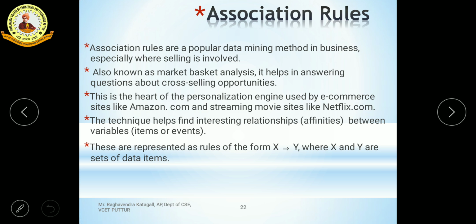Then coming to association rules. So what are association rules? These are methods in business, especially where selling is involved. I'll give an example. If you are buying some goods on Amazon or streaming movies on Netflix, there are some affinities, so you can create some relationships, like the one I mentioned in the previous example. Like if you are buying bread and cheese, you are likely to buy milk. So these are called association rules.